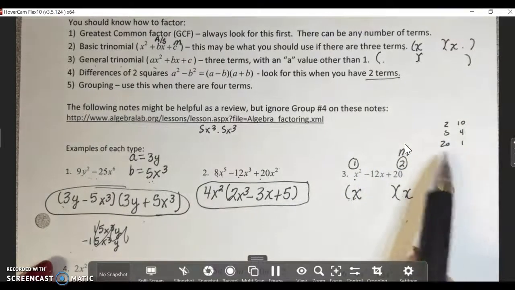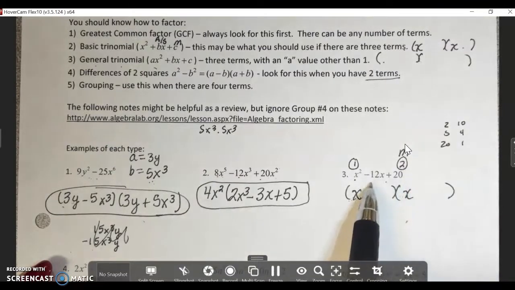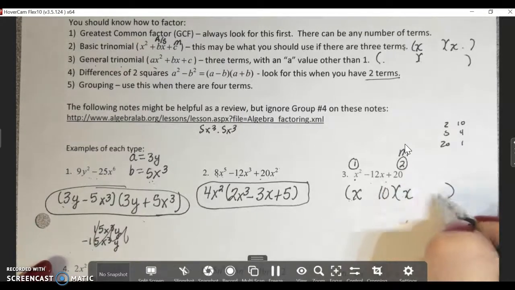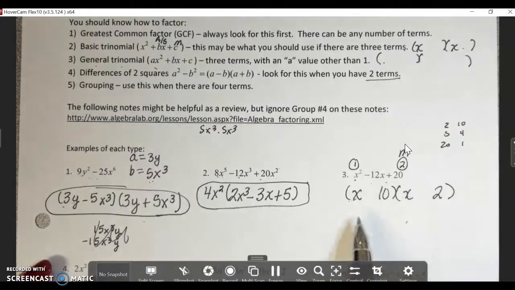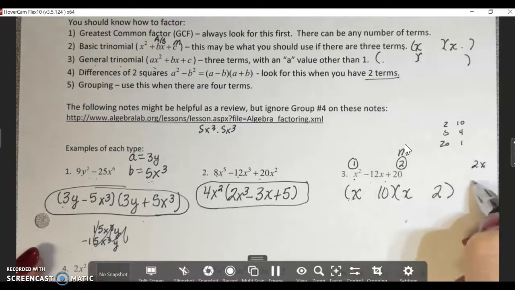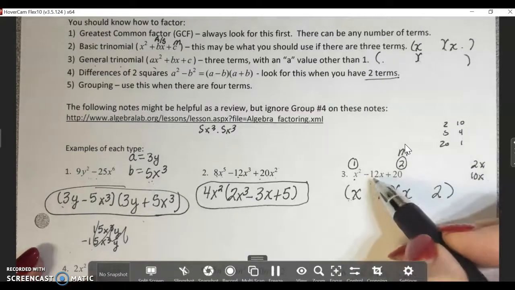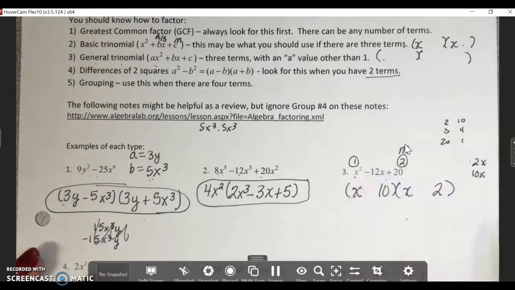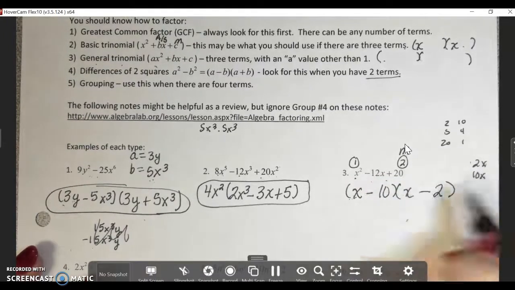Will any of those add to be 12? Yes. Which ones? 10 and 2. So we have to use 10 and 2. Now, when I do the outers, I get a 2x. When I do the inners, I get a 10x. And I have to get a negative 12x. What will have to be true of both of these to get the negative 12? They both have to be negative.